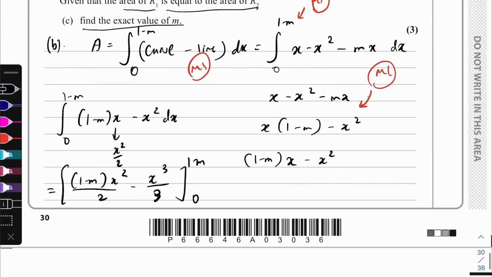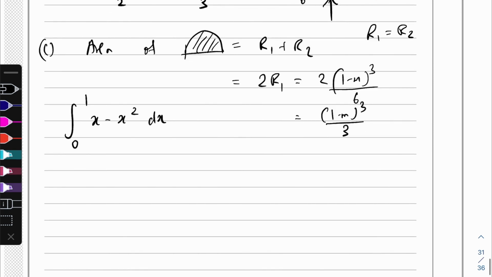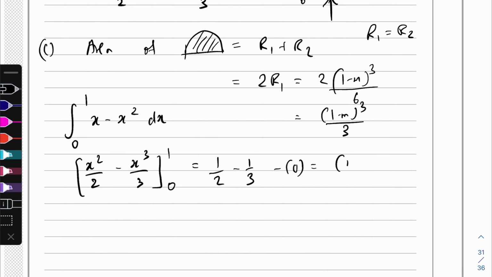So the limits are 0 and 1. So 0 and 1, x minus x squared dx. So now let's work this out. This will be x squared over 2 minus x cubed over 3 with the limits 1 and 0. So this will give us what? 1 over 2 minus 1 over 3 minus 0 equals 1 minus m cubed over 3.